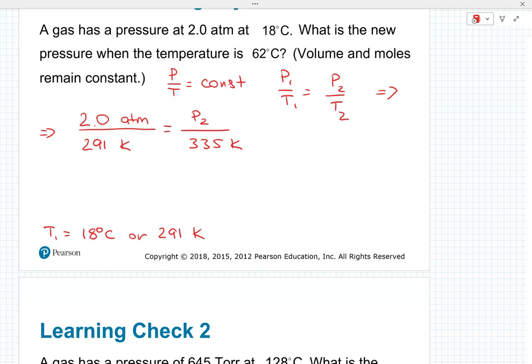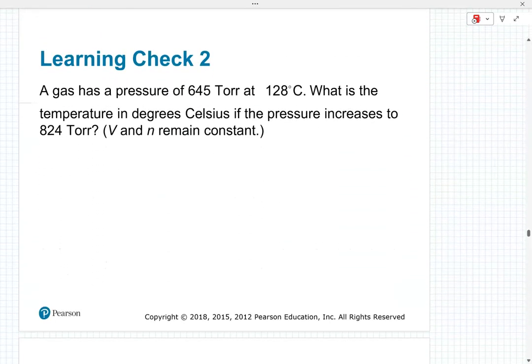Make sense? So your P2 will be 2 atmospheres multiplied by 335 Kelvin over 291 Kelvin. These units cancel each other out. You can press the buttons on the calculator. Okay. Same story. So P1 over T1 equals P2 over T2.